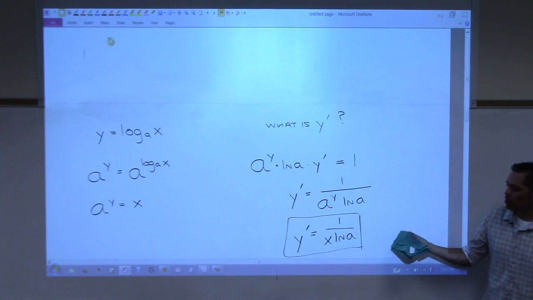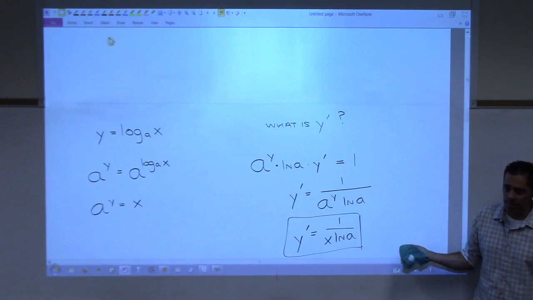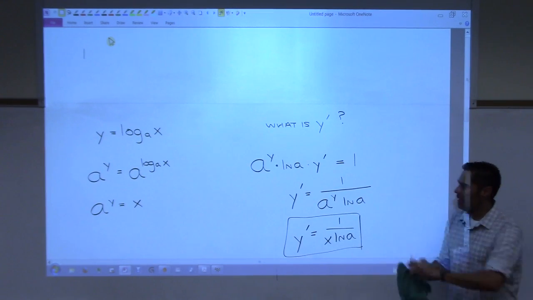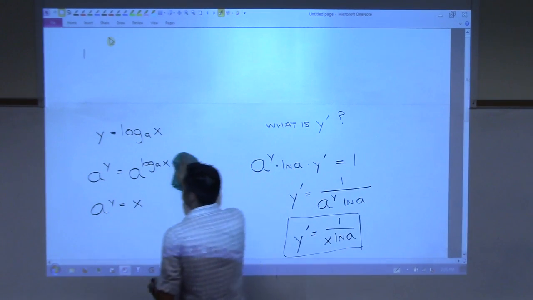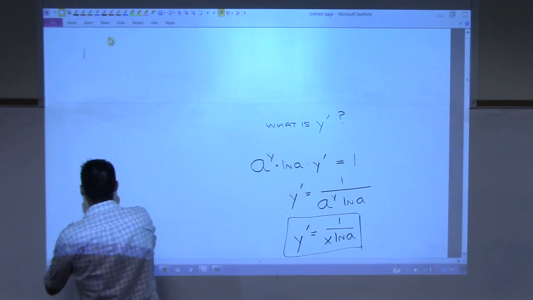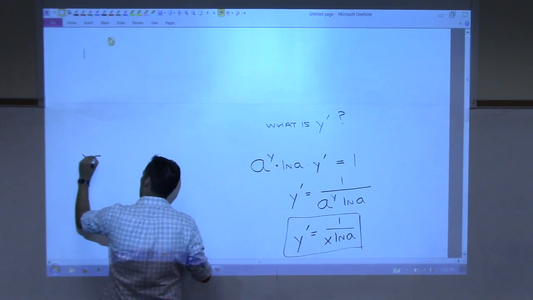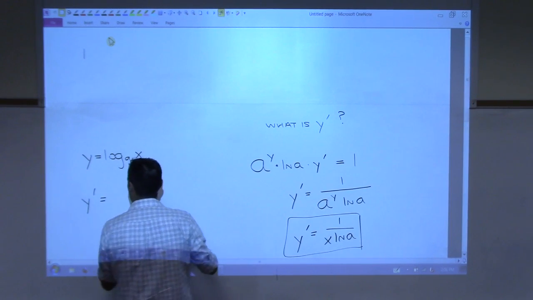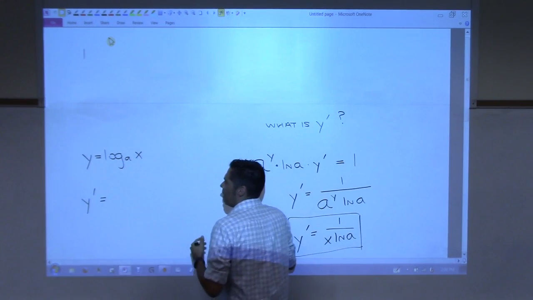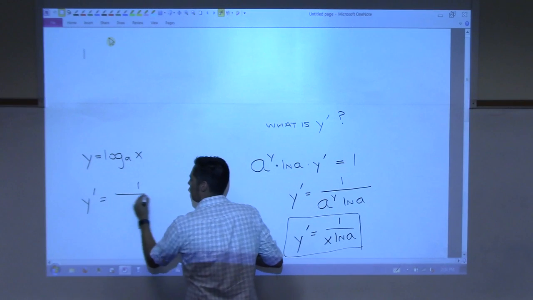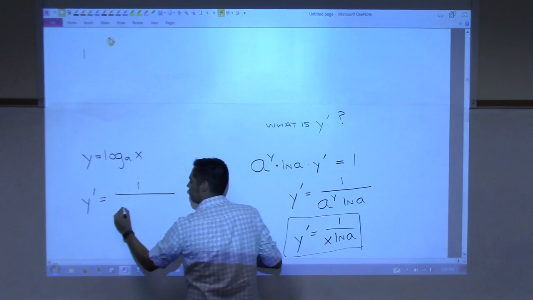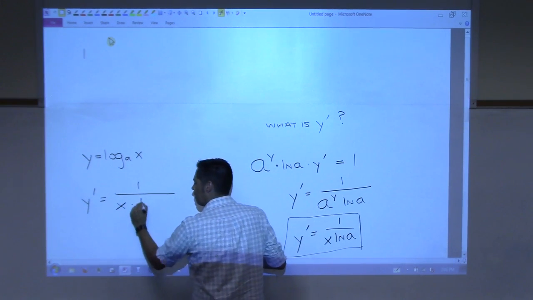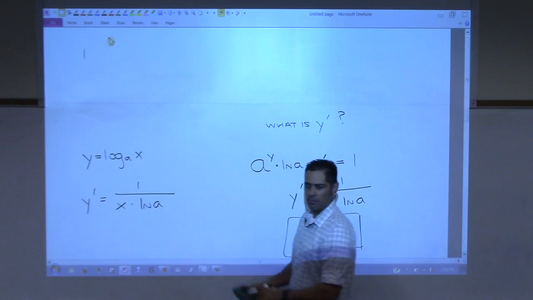Okay, so look, this is just proving to you what the formula is. That I proved to you, but at the end of the day, what do you need to know? You need to know that if y is equal to log base a of x, the derivative of this is 1 over whatever's in here times natural log a. That's it.